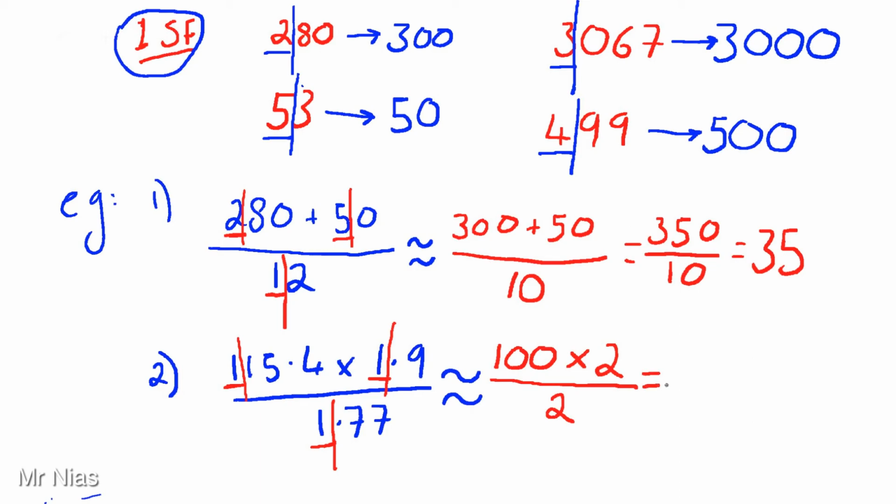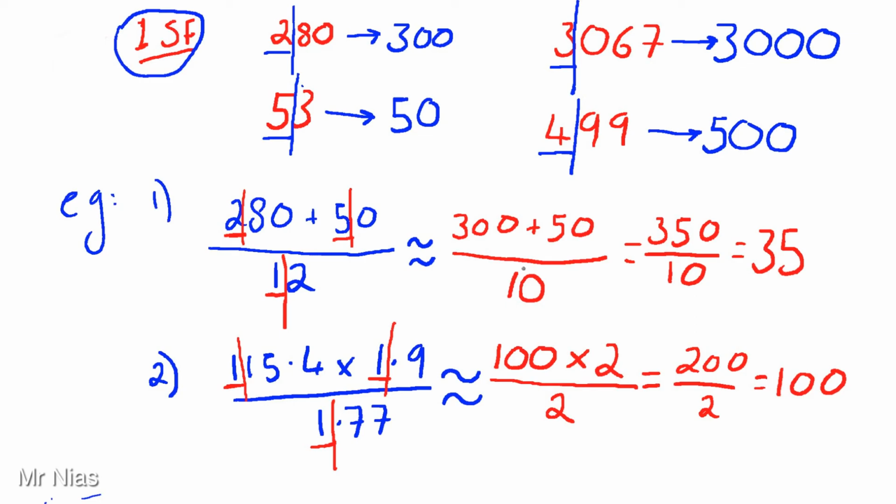Okay, now I can do the sum. Nice and easy. 100 times by 2 is 200. Divide it by 2. Well, 200 divided by 2 is 100. So my sum right back here, my 115.4 times by 1.9 divided by 1.77 is roughly equal to 100.